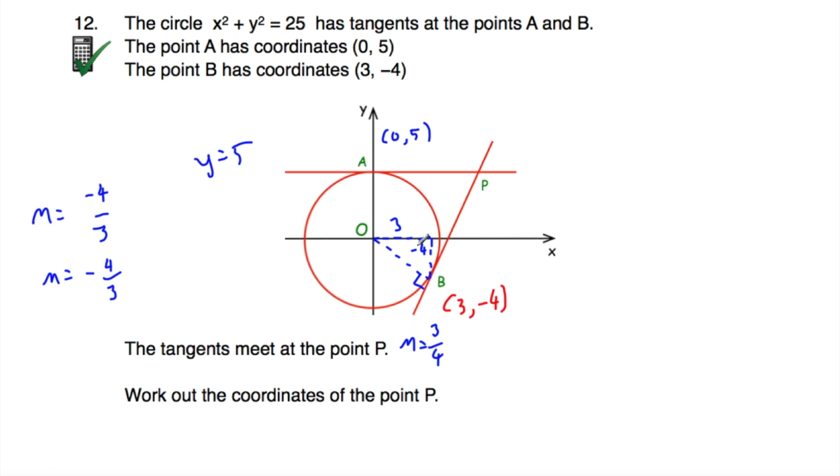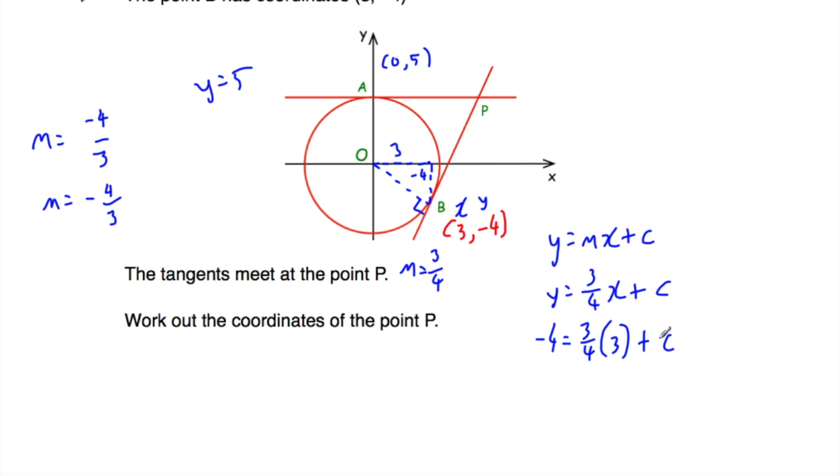So we want to find its equation. So we're going to use the formula y equals mx plus c. Because it's a straight line, it's going to have an equation in that form. And we know the gradient is 3/4, so y equals 3/4 x plus c. And what we're going to do is substitute in the x coordinate and y coordinate of the point B, because that point lies on that line, that tangent. So if we substitute in 3 for x and -4 for y, we'll then find what c is. So y, that's -4, is equal to 3/4 times x, which is 3, and then plus c.